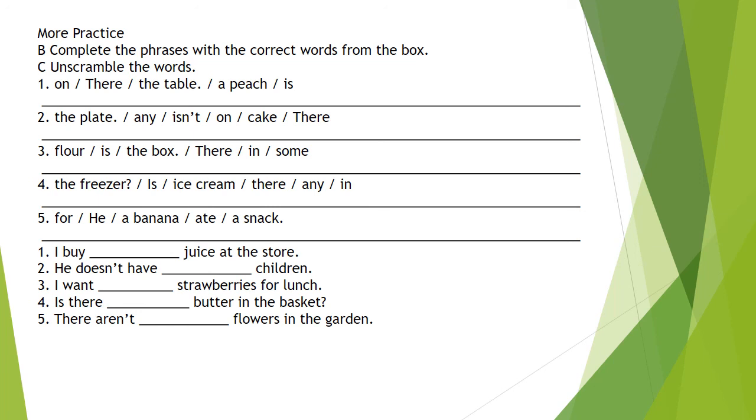Okay, you can make this. 1. I buy blank juice at the store. What do you think? Consider it. 2. He doesn't have blank children. We should put okay, correct. 3. I want blank strawberries for lunch. 4. Is there blank butter in the basket? 5. There aren't blank flowers in the garden.